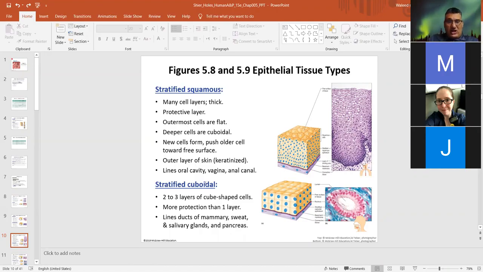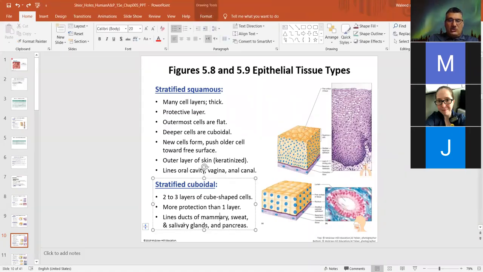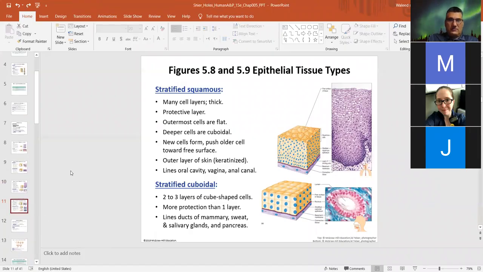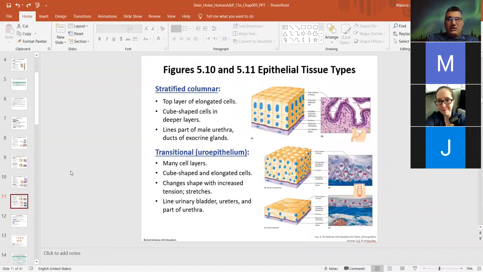The next type is called stratified cuboidal. This is multiple layers of cuboidal cells, and you need to know the location of this. It is in the ducts of the mammary, sweat, and salivary glands, and also in the pancreas. Location is always important. Stratified columnar epithelium, I think the name gave it away. Do you think all the layers are columnar, if you're following with me? This is stratified columnar. Does it mean that all layers are columnar?